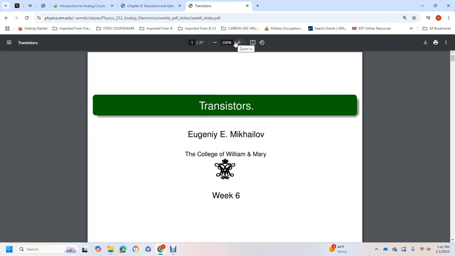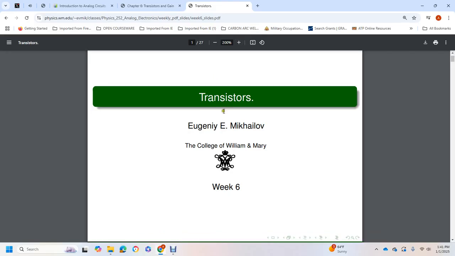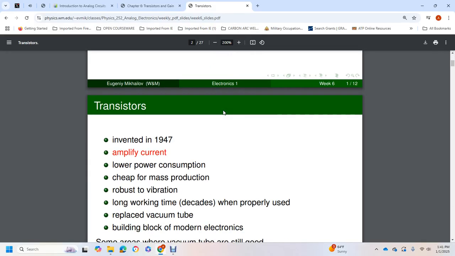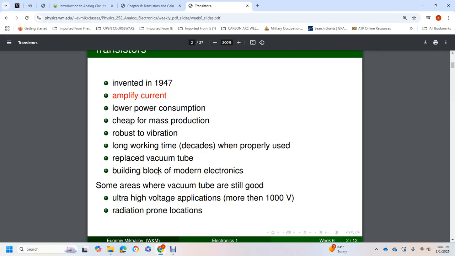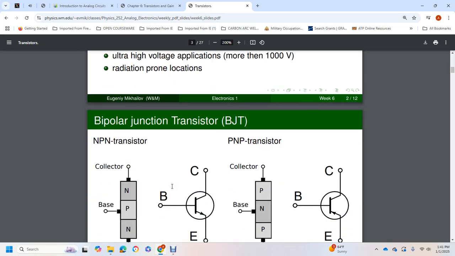All right, transistors, Week 6, College of William and Mary. Transistors were invented in 1947 to amplify current. They have lower power consumption, are cheaper to mass produce, are robust to vibration, and have a long working time of decades. They will probably be used to replace vacuum tubes, the building block of modern electronics. Some areas where vacuum tubes are still good: ultra high voltage applications of more than 1,000 volts, and radiation-prone locations.